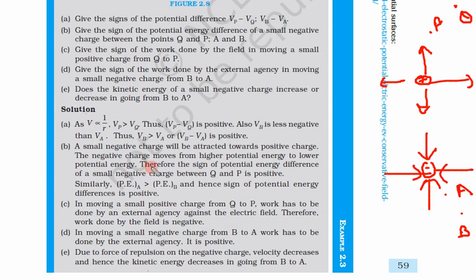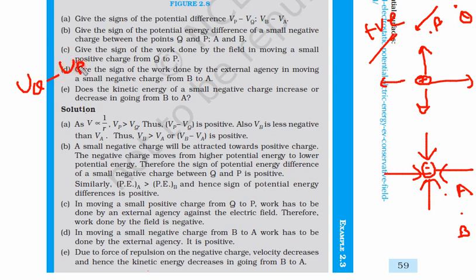Therefore the sign of the potential energy difference of a small negative charge between Q and P is positive. We are bringing the charge here, so the sign is positive. What they are trying to say is that the potential energy at Q, let us represent this by work done or potential energy U, so UQ minus UP.